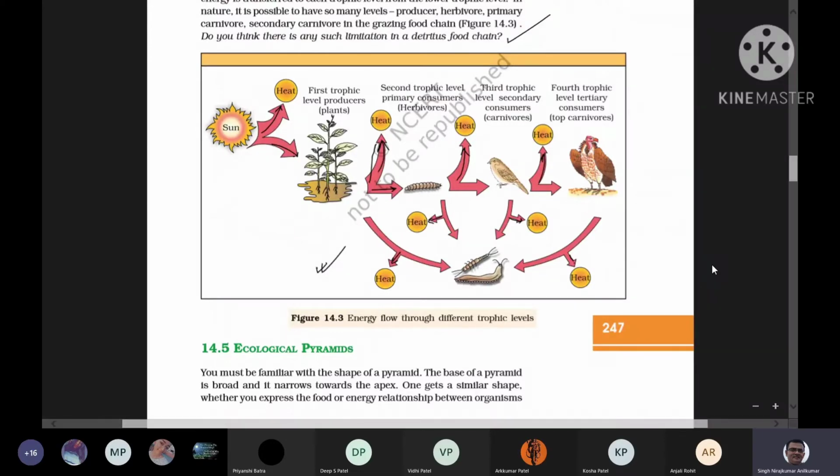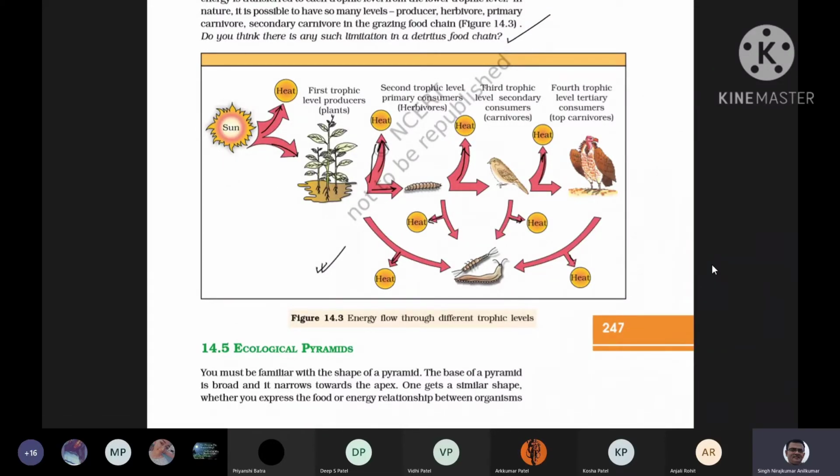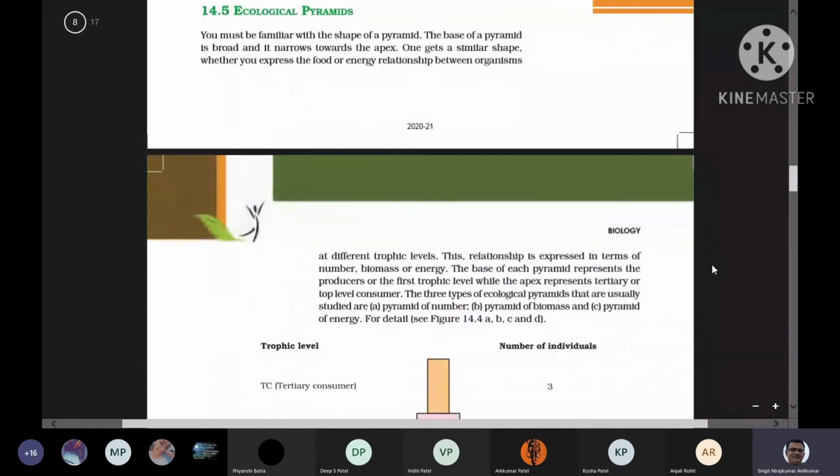So after the energy flow, then we have another topic, that is ecological pyramids. So we are very much aware of the pyramids actually, right? We have seen the pyramids, right? Like the pyramids are something like this, right? This is the shape of the pyramids, in which we have seen that the base of the pyramid is broad, and as you go up in the pyramid, it will be shorter and shorter. I mean, it will be constricted as you go up, right?